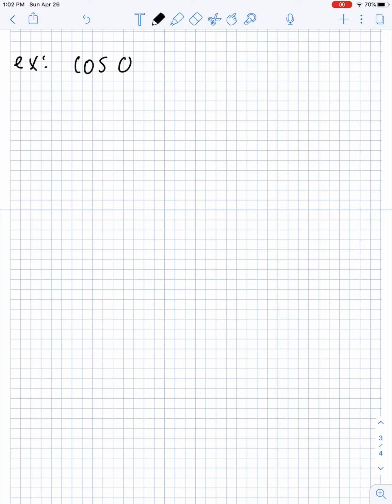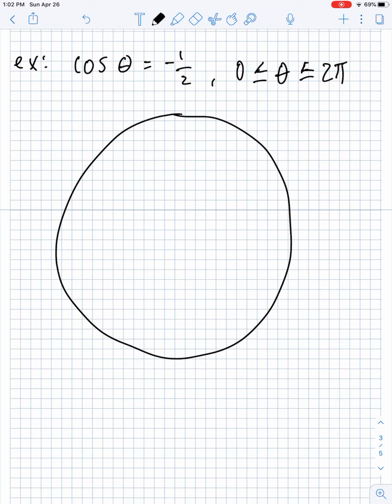Let's do a cosine. Cosine of theta is equal to negative 1/2. And let's say our answers are going to be between 0 and 2 pi. Full circle around. Once again, I always draw a unit circle. Put your x and y in there. Now, negative 1/2. This should set off an alarm bell for you that that's a side of the 30, 60, 90 triangle. In fact, it's the side that's across from the 30.